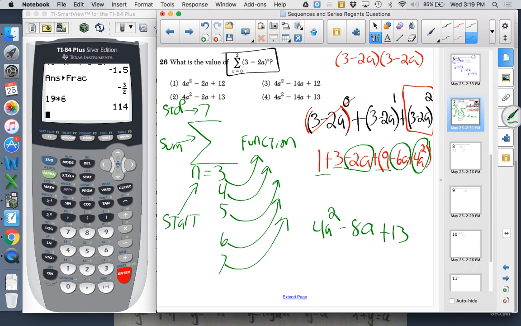Well, I'm going to guess it's choice 4. No, I can't guess that. I'm going to guess it's 2 or 4 because I have my 13 and my 13. Chances are I probably messed up when I was foiling. Oh, that's where it is. 3 times negative 2 is negative 6a. Negative 2 times 3 is negative 6a. And this should have been a negative 12. So negative 12, negative 2, this will be a negative 14. And choice 4, my initial guess was correct.